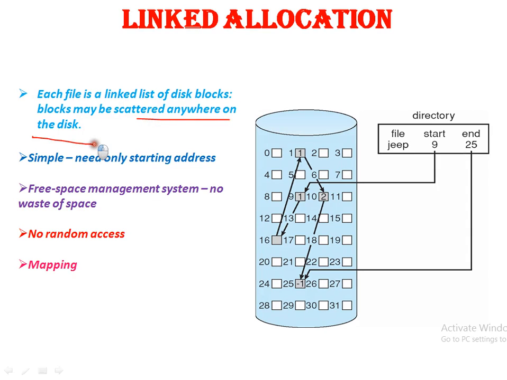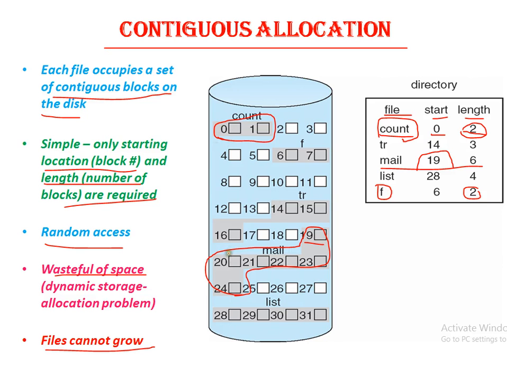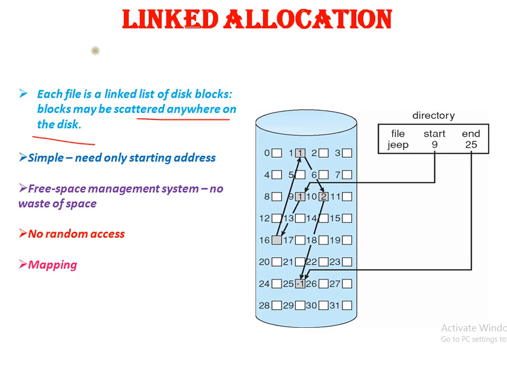It can be scattered anywhere on the disk. So this is one of the solutions for your contiguous allocation. Why? Because in contiguous allocation, whenever I want to store the file, the memory should be contiguous. Whereas here it tells that the blocks may be scattered anywhere on the disk. This is the advantage of your linked allocation system.